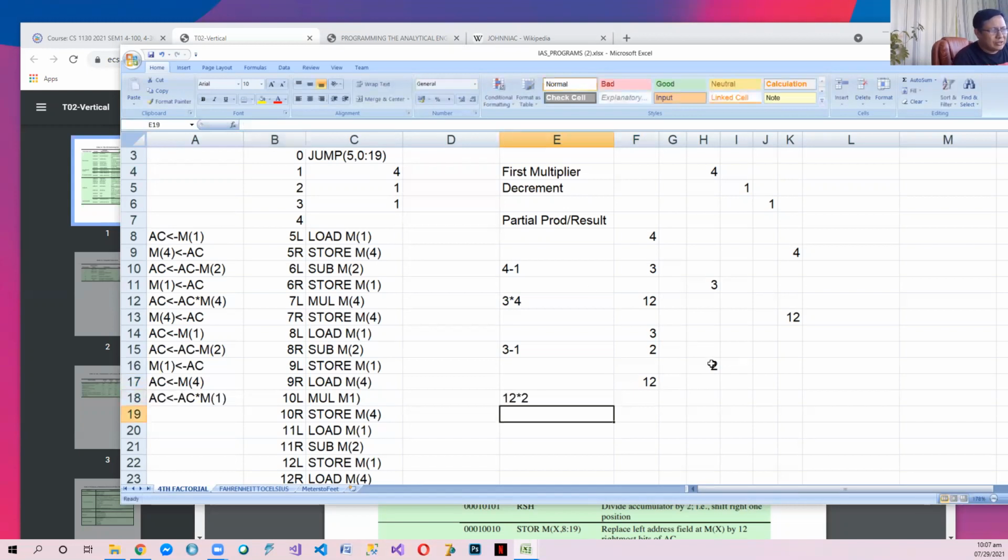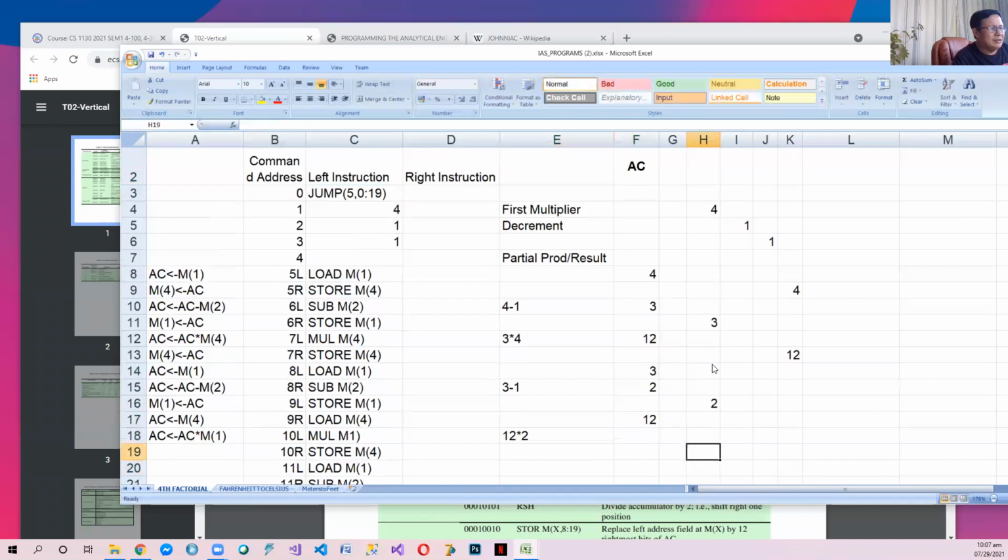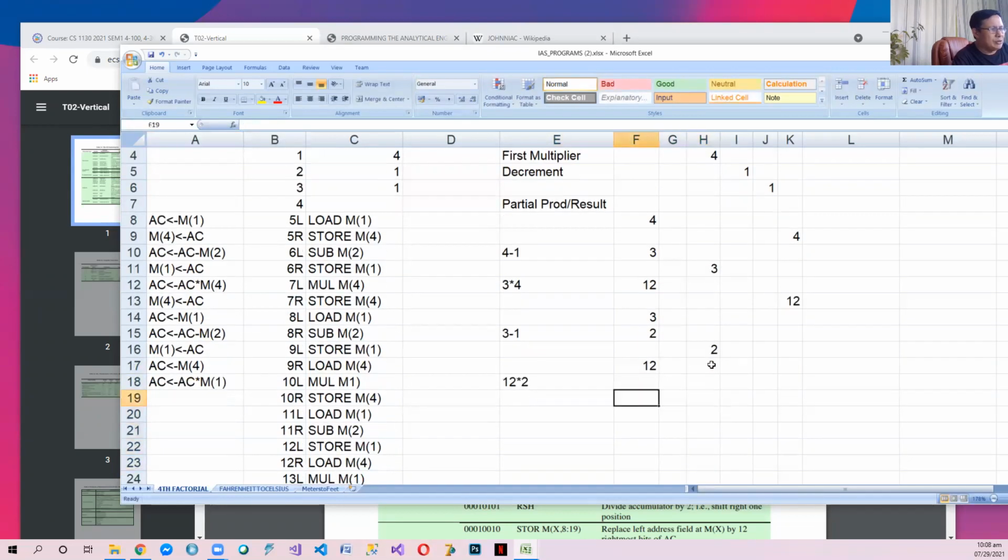Okay, this is M of 1. So it's 12 times 2. So now the accumulator becomes 24. Do you follow? And then we store M4. M4 receives AC. You just copy this. So therefore, the value of AC, which is 24, is now copied to M of 4. It's 24. Do you follow? I hope you are following, no?